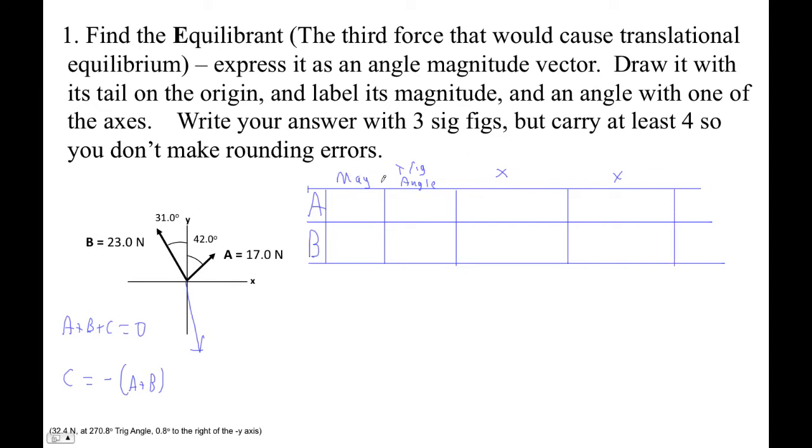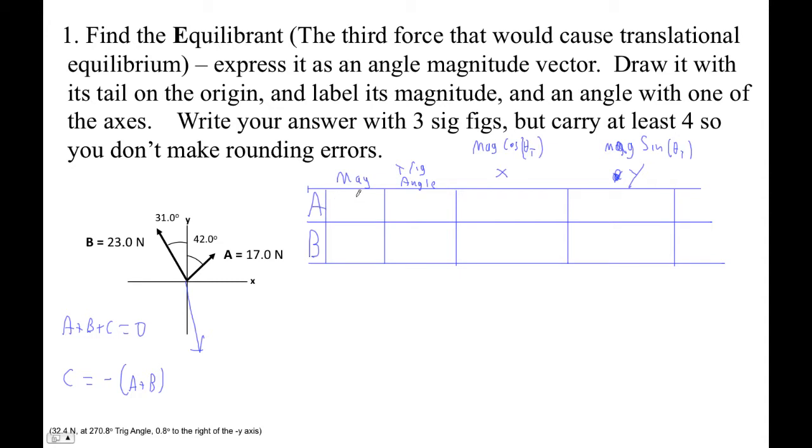Now remember, if we have the trig angle, the x component is always mag cos theta, if that's the trig angle, right? And the y component is always mag sine theta. Whoops, my y looks like an x. That's the problem with x and y. Okay, so this will be mag sine theta trig. Now I've got to put parentheses around that.